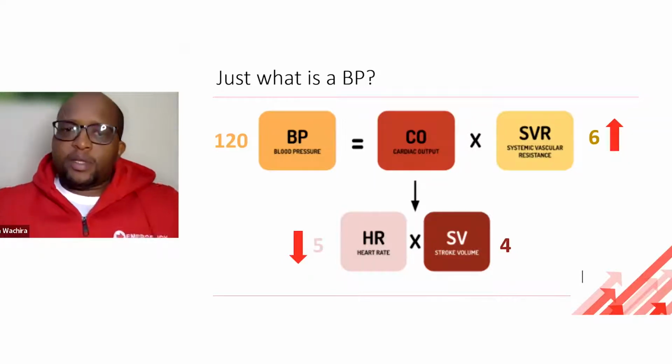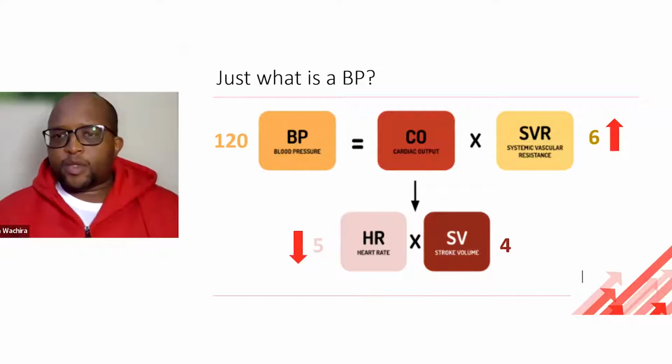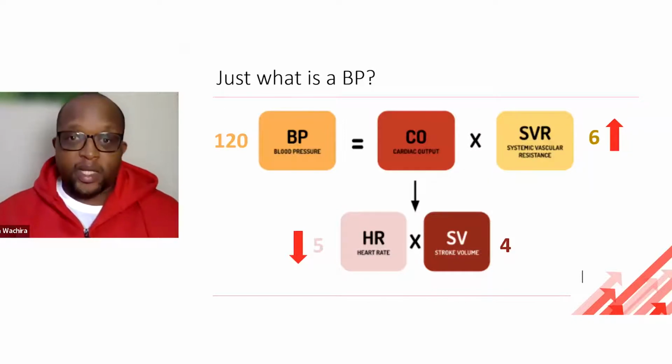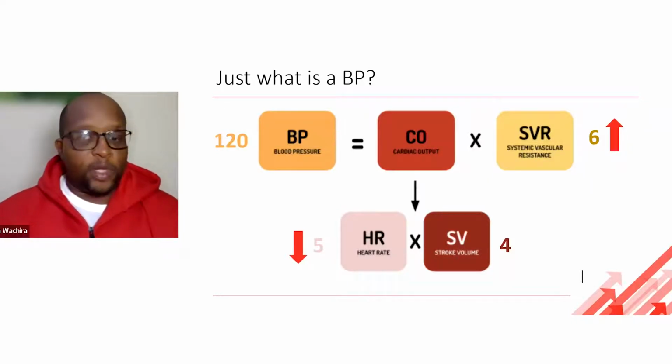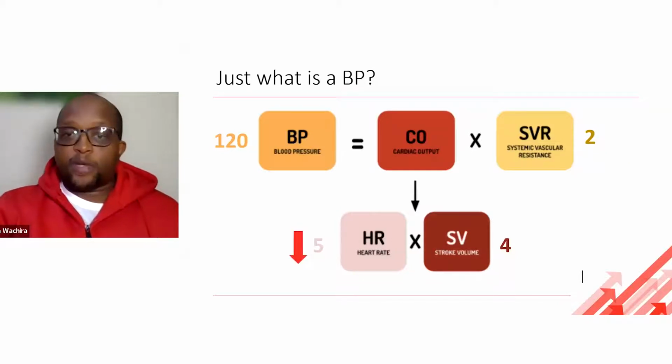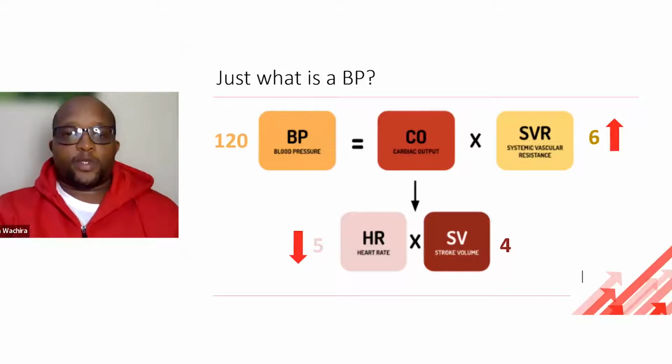But let's look at that. So 5 times 4, 20. 20 times 6, 120. But at this point, your blood pressure has been maintained, but you are not where you started off. You were here where everything was within normal, but now you have a lower heart rate and you're vasoconstricted.